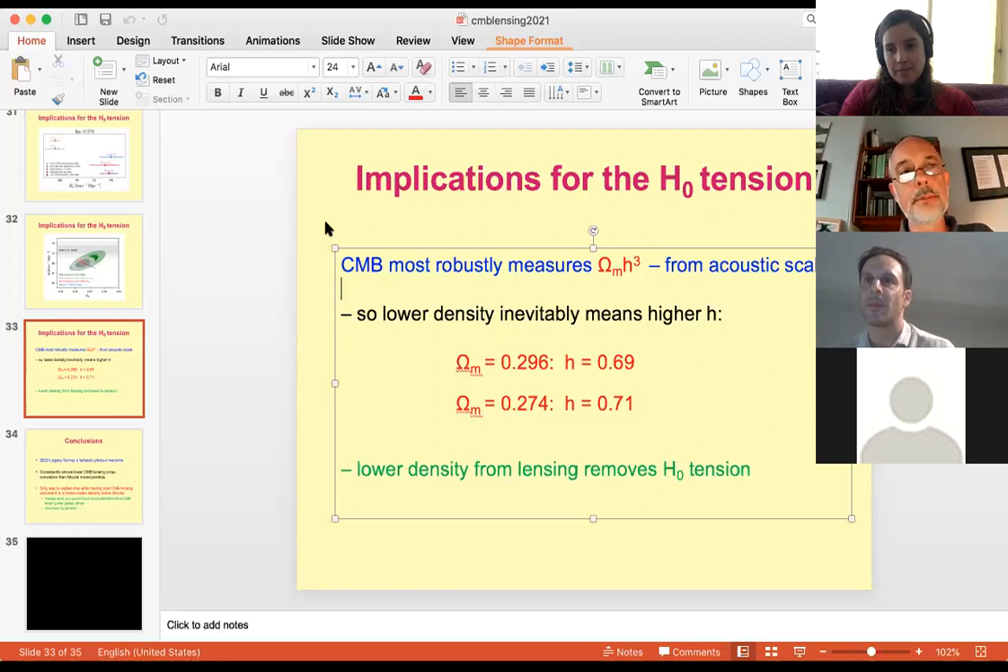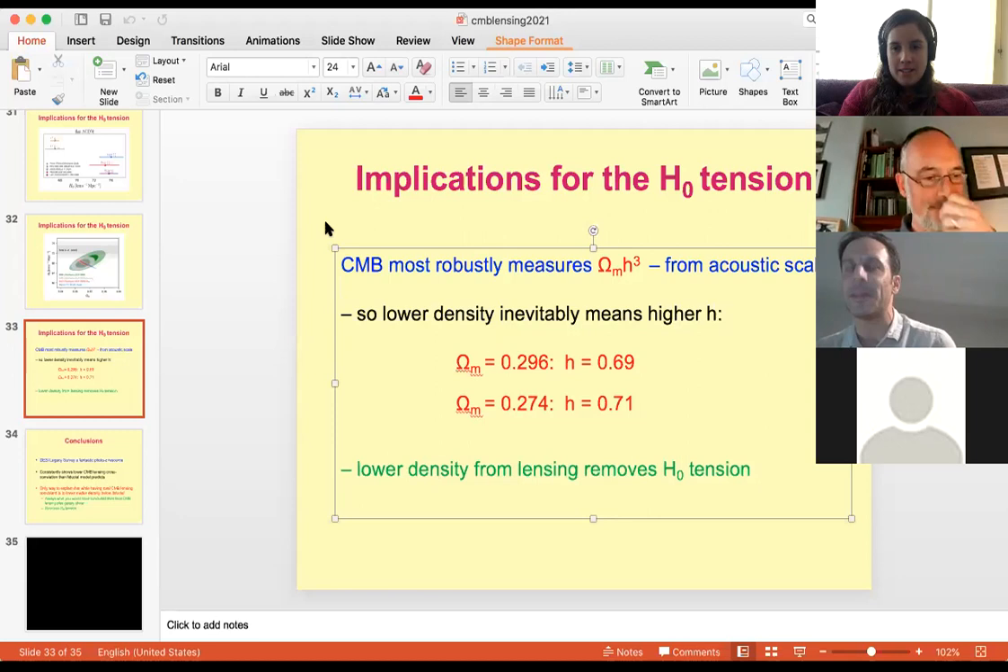And I understand what you say. It's pretty clear what you meant. Is there no independent probe of omega matter from somewhere, or not at all? Yes, indeed.